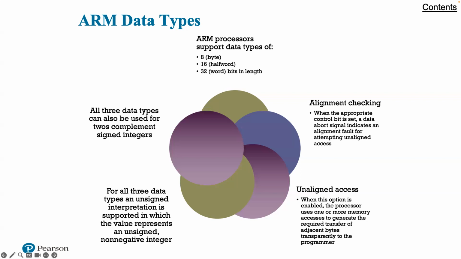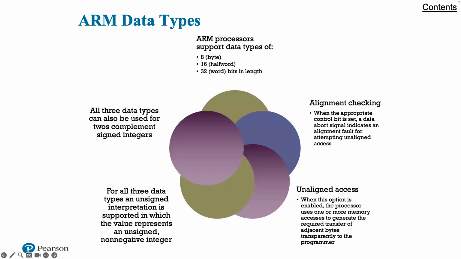Load single word ARM instructions are architecturally defined to rotate right the word aligned data transferred by a non-word aligned address 1, 2, or 3 bytes, depending on the value of the 2 least significant address bits. There's also alignment checking: when the appropriate control bit is set, a data abort signal indicates an alignment fault for attempting unaligned access. For unaligned access, when this option is enabled, the processor uses one or more memory accesses to generate the required transfer of adjacent bytes transparently to the programmer.